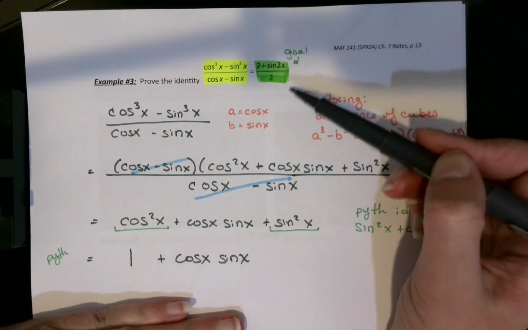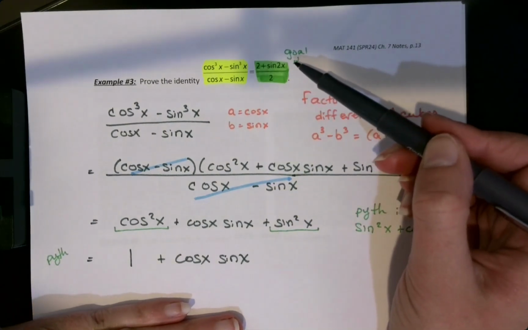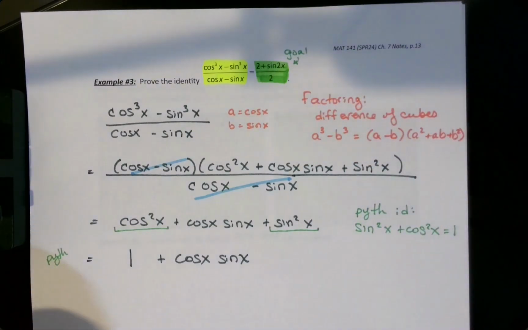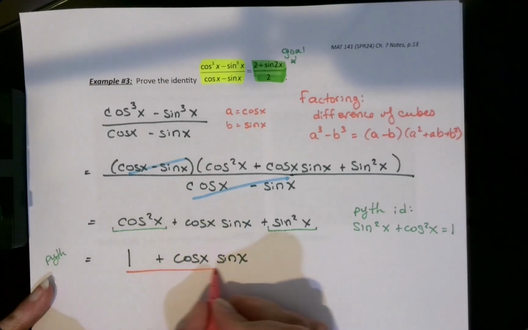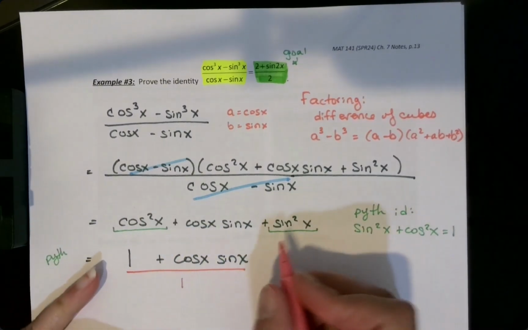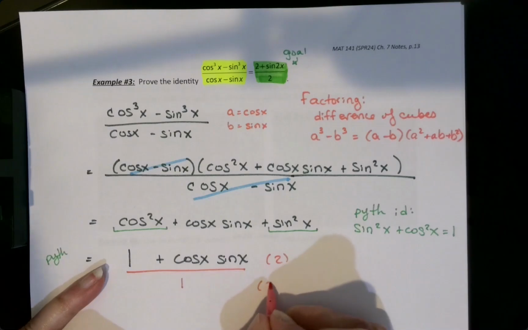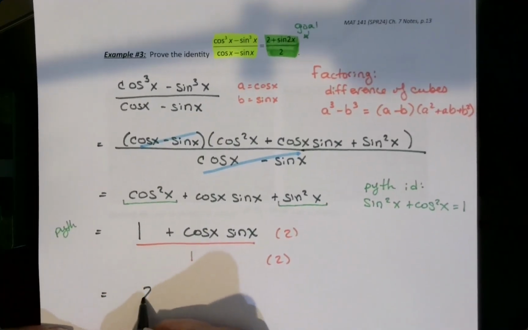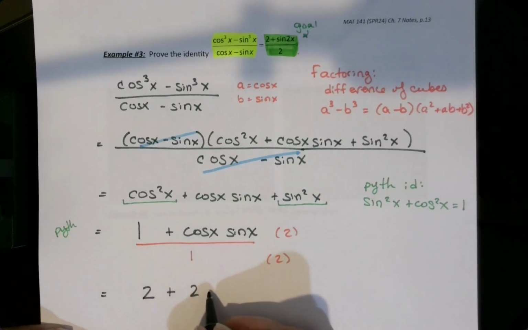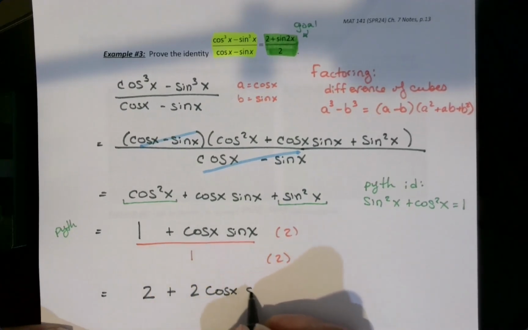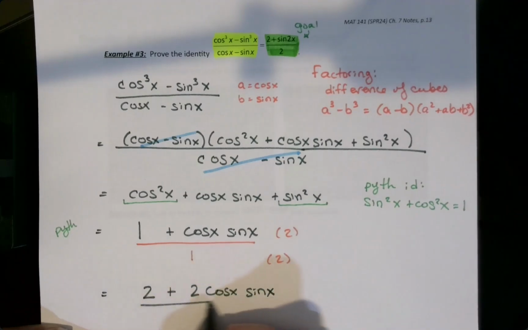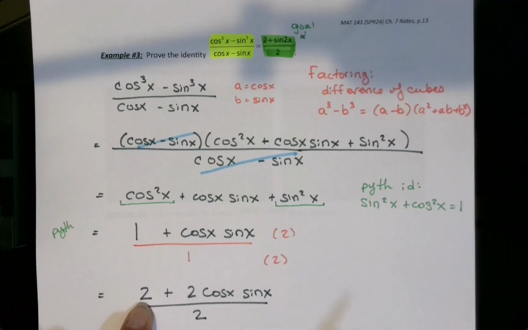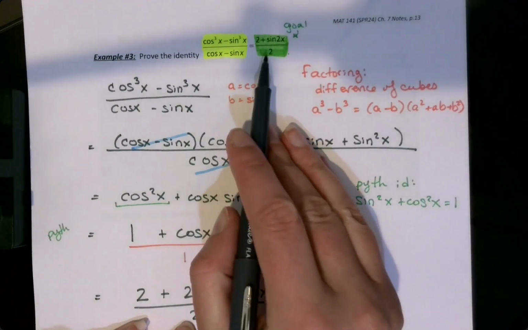Now we're going to look back at our goal. Our goal is to make this look like 2 plus sine of 2x over 2. So the first thing I might do is create that fraction. We're going to put this over 1. And then we're going to multiply just top and bottom by the number 2 so that we have it in that same form as our goal here. This is 2 plus 2 cosine x sine x over 2. Now the initial 2 and the 2 in the denominator are both exactly matching our goal.